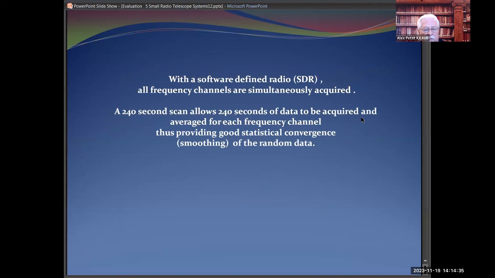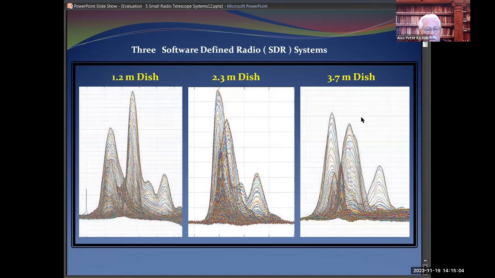Everyone knows this, but this is different from what the SpectroCyber does in that a software-defined radio is like an FFT system. If you process 420 seconds, during all of those 420 seconds each channel is being averaged over that entire time period, and thus it provides pretty good statistical convergence of the random data. For the SDR, this was a set of data spectra from the now three radio telescopes that I was using. They differ from each other. One was LSR corrected, the others weren't. But it gives you an idea that the data for all three radio telescopes is of good quality, good signal noise.